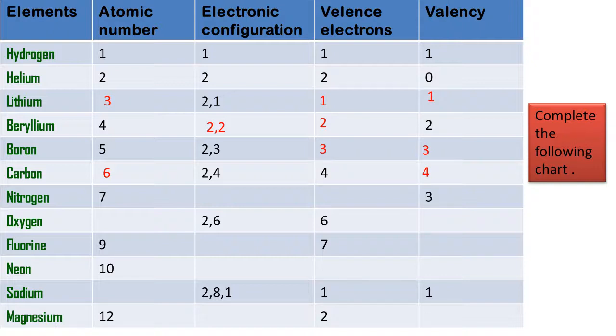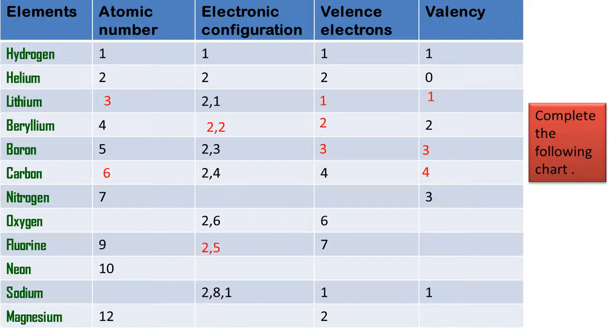And till boron it is the same, that is 1, 2 and 3. For helium it is 0. So for less than 4 or 4, the valency will be the same only, because they will easily lose their electrons.